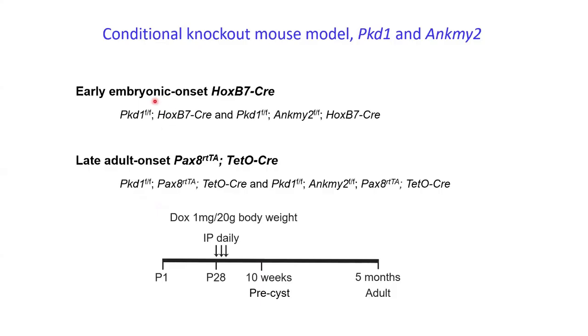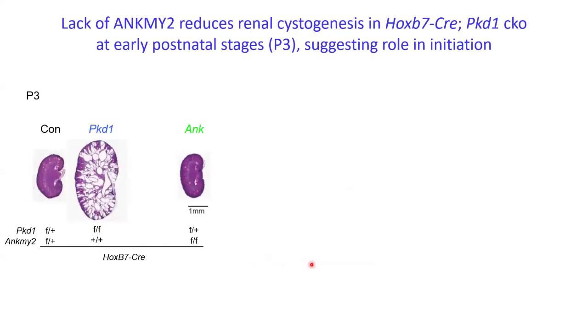For early embryonic onset, we used the FOXP7 Cre mouse, and for late adult onset, we used the PEX8 rtTA, doxycycline-induced PEX8 rtTA and TetO Cre. We injected the doxycycline IP at P28, daily 3 times, and euthanized at 5 months.